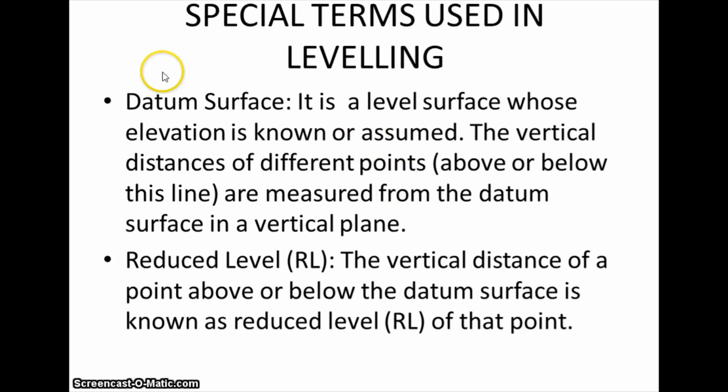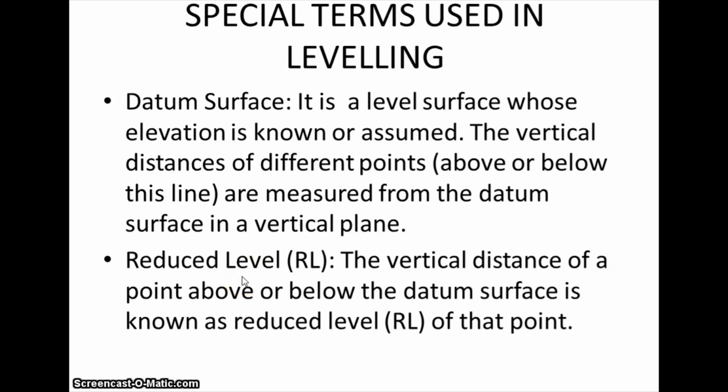So you can see here, I have written some definitions, or you can say some special terms, which are used in leveling. The first one is datum surface. What is that? It is a level surface whose elevation is known or assumed. It is called datum surface. The vertical distances of different points above or below this line are measured from the datum surface in a vertical plane. So this is the basic definition of datum surface.